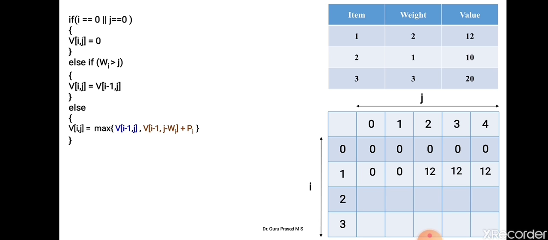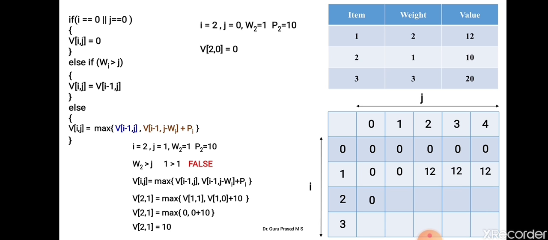Okay, next the third row: i equal to 2, j equal to 0, w2 is 1, and the profit of item 2 is 10. Now the j value is 0, so the if condition is satisfied. So V of 2 comma 0 equal to 0. Next, i equal to 2, j equal to 1, w2 is 1, p2 is 10. Now the if condition is not satisfied, so control goes to the else if part.